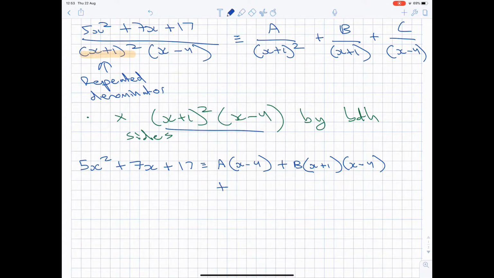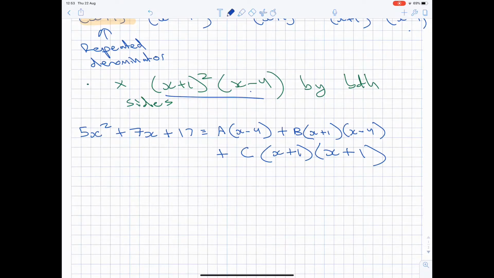And I'm just going to come down on the next line, because we're running out of space. So with C, x minus 4 will cancel, but we're going to be maintaining x plus 1 squared because we can't cancel it out with anything. So instead of writing x plus 1 squared, I'm just going to write x plus 1 times x plus 1. It'll just be easier to solve and see the solutions for the next part.